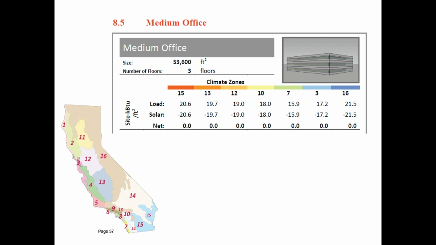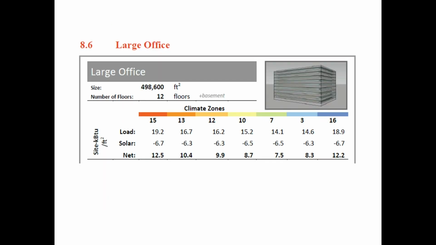So we've got a 3-story office building, and what we're saying here is in climate zone 3, which is San Francisco, we need 17.2 kBTU per year. If we have twice as much floor area, we're going to have twice as many kBTUs being used. So if it were a 6-story office building, you might not be able to make it to 0. So that's the point here.